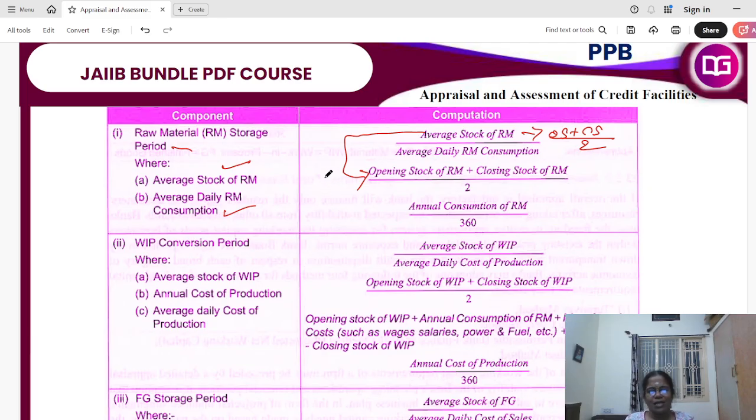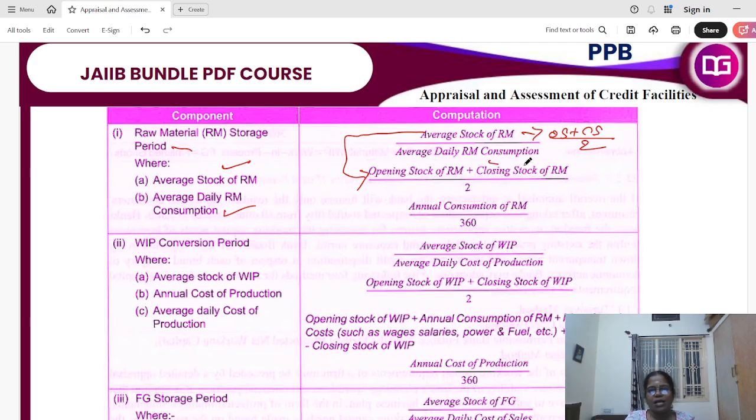Average is nothing but adding all the items divided by the total number of items. When it comes to the stock of the business, there are only two cases: one is the opening stock and the other is the closing stock. So average stock of raw material is equal to opening stock plus closing stock divided by 2.